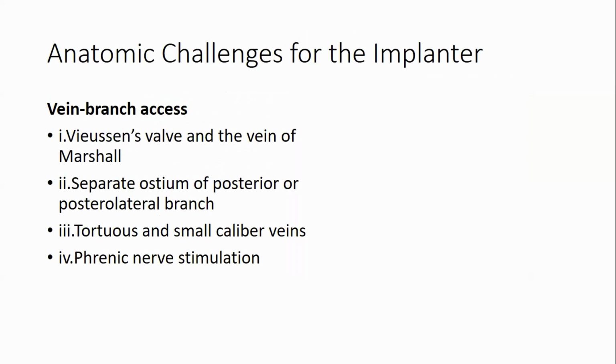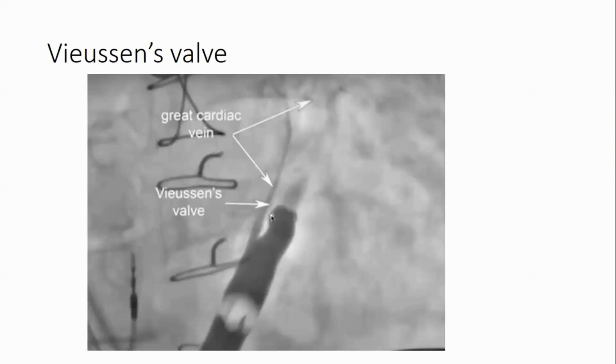So what are some anatomic challenges now once you are inside the coronary sinus? So we have various valves which we can encounter. Sometimes we have different ostia of certain branches, and we can have very tortuous veins. So the Vieussens valve often becomes a challenge when it is very prominent, and it prevents us from advancing our equipment. So the lead or the guiding catheter, sometimes we can't advance them through. And there are various ways, again, of overcoming that.